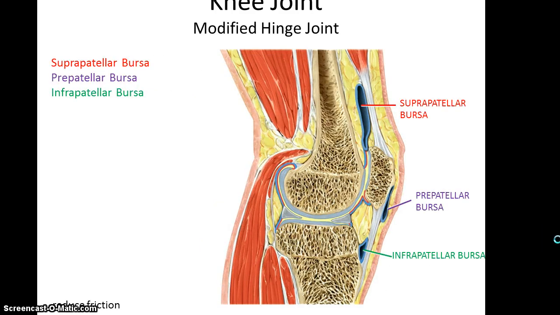There are 3 bursas found in the knee joint. There's the suprapatellar bursa, supra above the patella. There's the prepatellar bursa, it's in front of the patella. And then the infrapatellar bursa, infra, below the patella. And here, these bursas are key to reducing some of the friction found at these points of the knee.